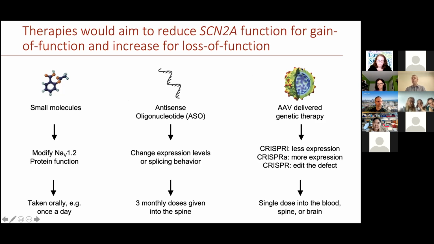On the far right, we have AAV delivered genetic therapy. So this is probably, when you hear about gene therapy in the news, usually what you're hearing about. And this is the side of things which Serena is going to talk about in the next talk. And doing this, you can deliver different things. Probably the simplest thing you can do is just send the missing copy of the gene. Unfortunately, SCN2A is too big for that. So that doesn't really work in this disorder, but it was one of those first examples I gave.